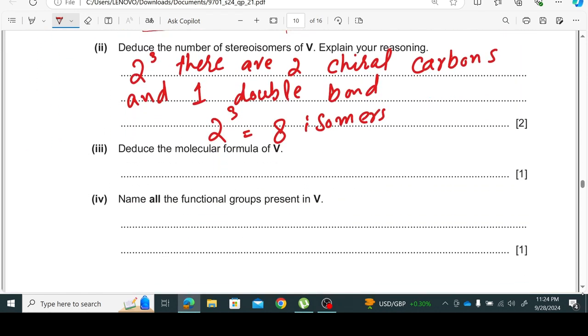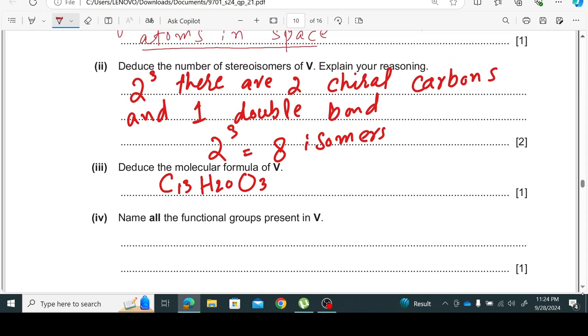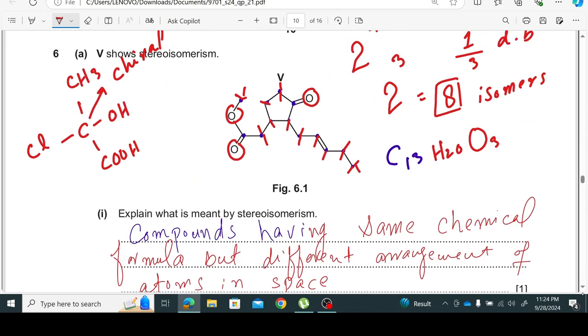Molecular formula. What is the formula? C13H20O3. Okay. Name all the function groups present in V. Oh, very simple. So now you have to find the number of function groups. You can see it. It's really simple.